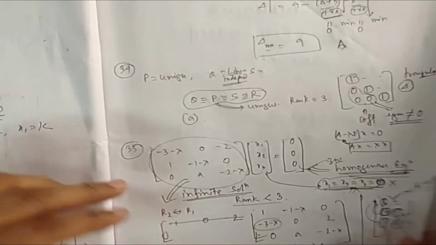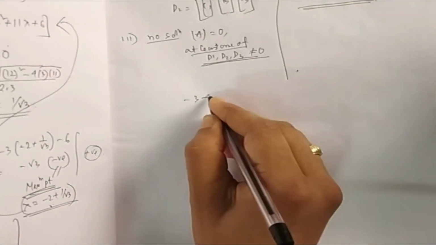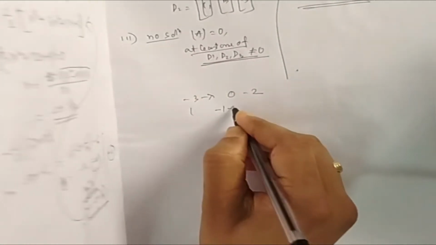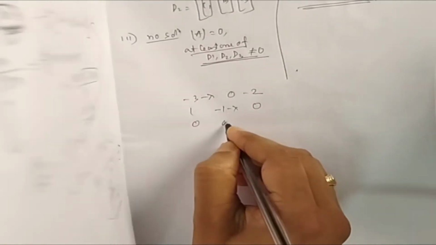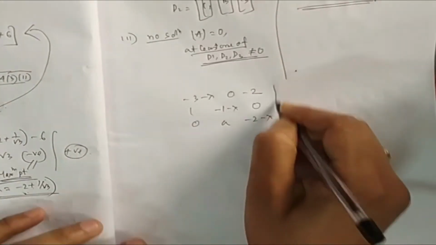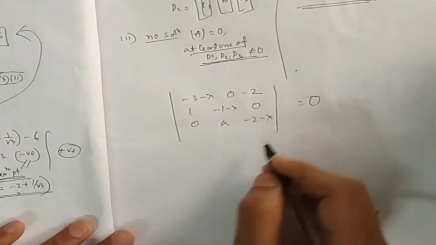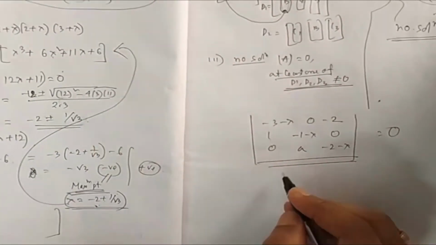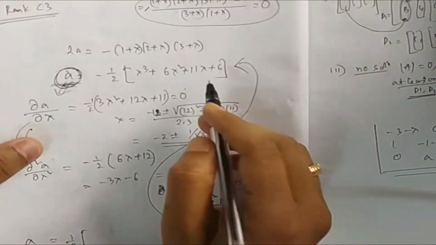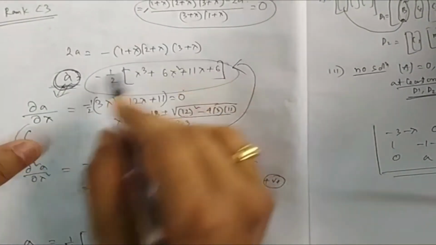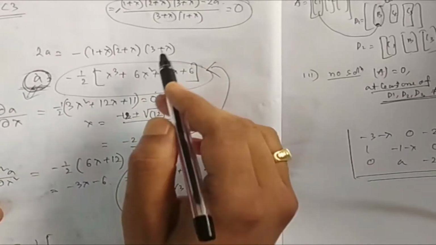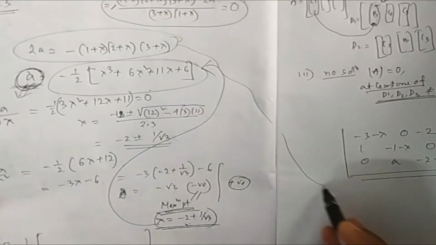That means only this one: minus 3 minus lambda, 0, minus 2, 1, minus 1 minus lambda, 0, 0, a, minus 2 minus lambda. That determinant equal to 0 will give you the answer. If you solve this one, you will directly find this expression, the expression that we got for this one.